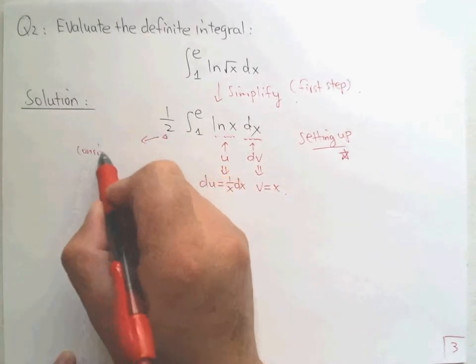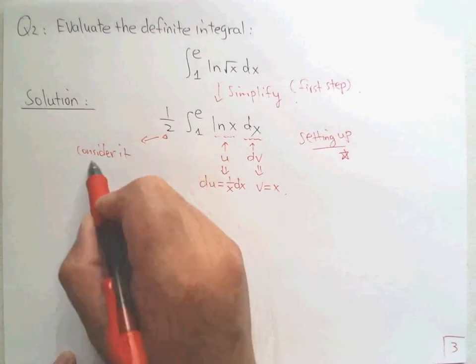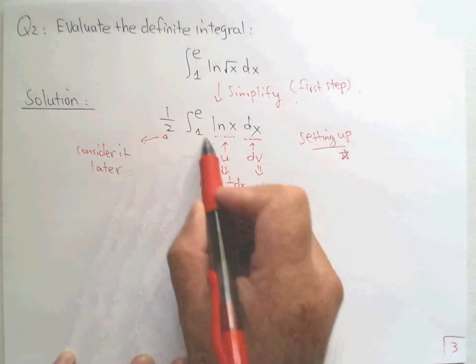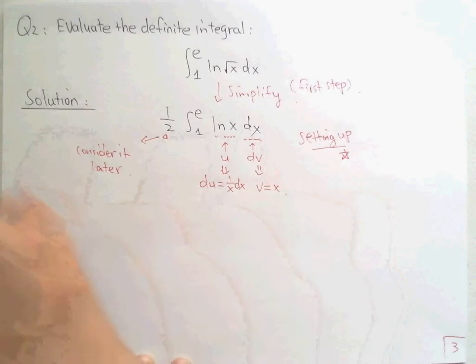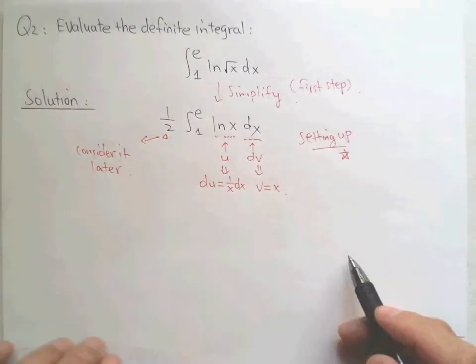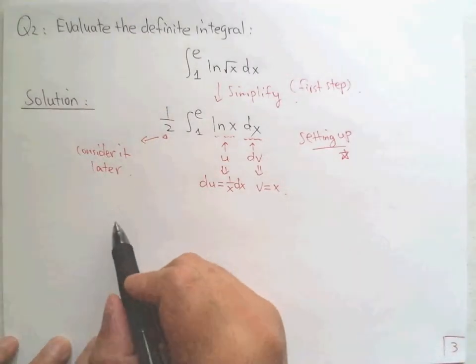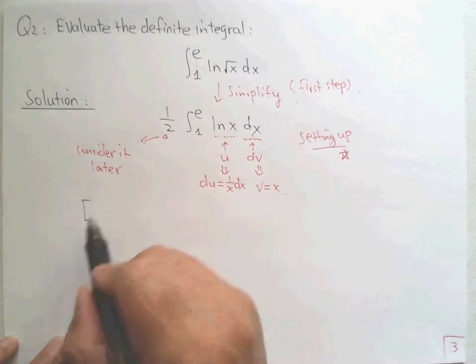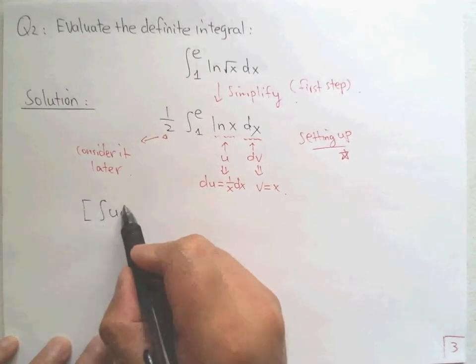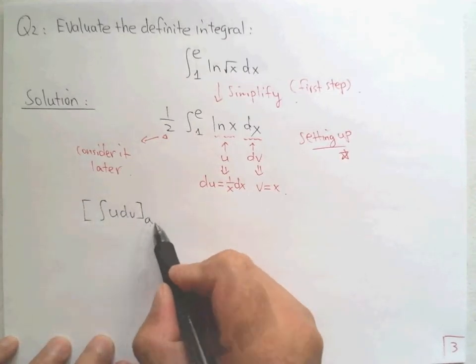I will consider this coefficient later. We only find this value first. How to? I copy the formula to here still. Everybody remember the formula? This is the formula, right?